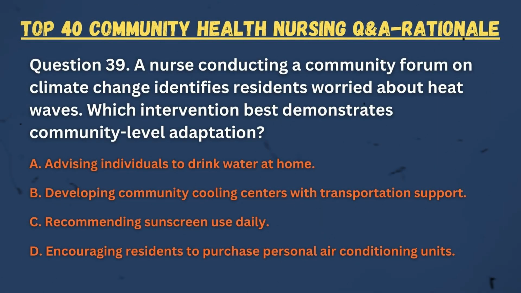Question 39. A nurse conducting a community forum on climate change identifies residents worried about heat waves. Which intervention best demonstrates community-level adaptation? A. Advising individuals to drink water at home. B. Developing community cooling centers with transportation support. C. Recommending sunscreen use daily. D. Encouraging residents to purchase personal air conditioning units.